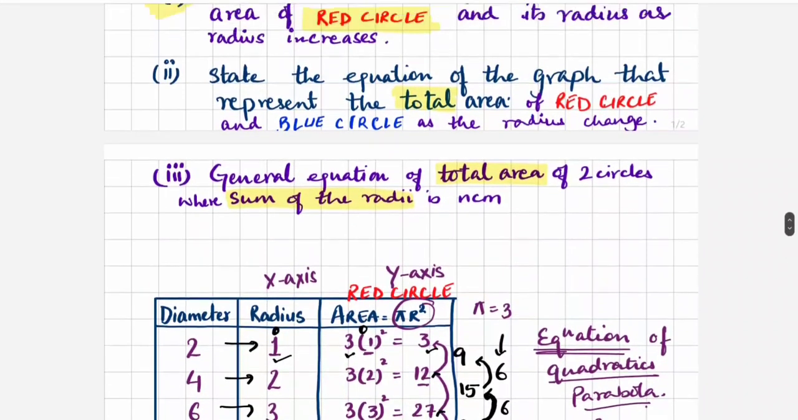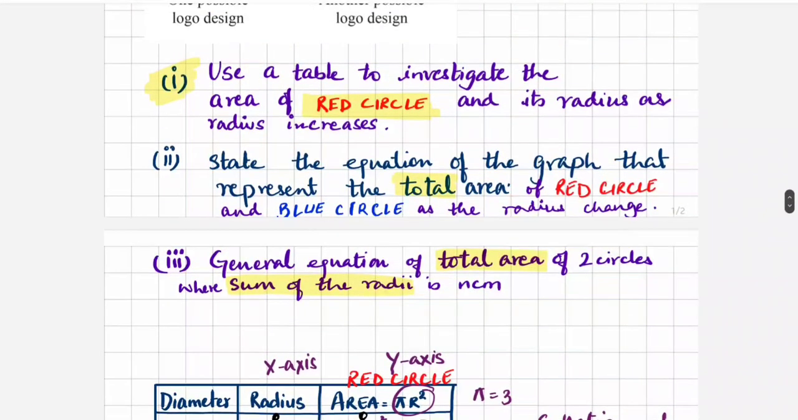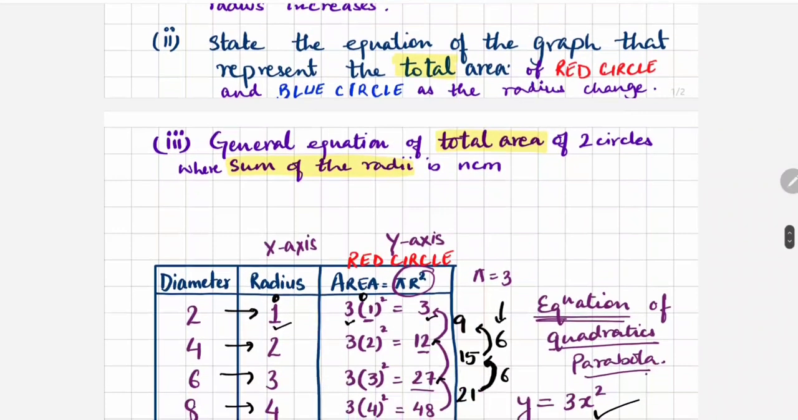All right, now let's see what the second question is. The second says, state the equation of the graph that represents the total area of red circle and blue circle, so the total area of both, as the radius changes. So again, we'll have to create a new table to do that. And in the last one, they ask for the general equation of total area of two circles with the sum of the radius. So that's going to be interesting.